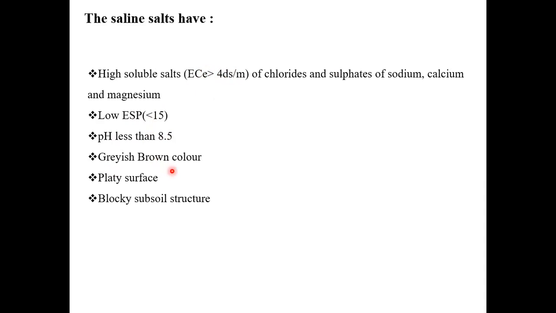Whenever you see that particular site, it will be grayish in color, and you can see a platy surface, and blocky subsoil structure. So these are the typical characteristics. Please note down. You may definitely expect one question in the exam. So if it is a saline soil, the EC should be more than 4 decisiemens per meter. Exchangeable sodium should be less than 15. pH should be less than 8.5. Color should be grayish brown, with a platy surface. Blocky subsoil structure should be there. These are what saline soils have.